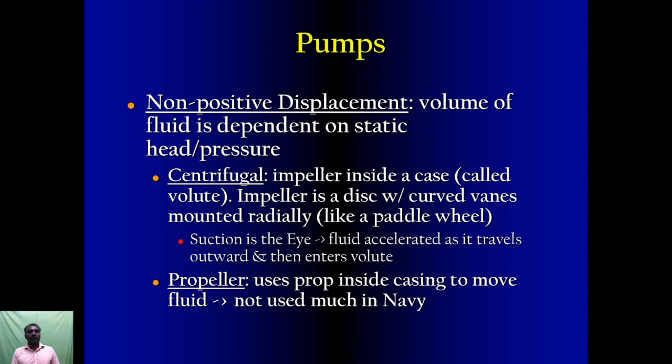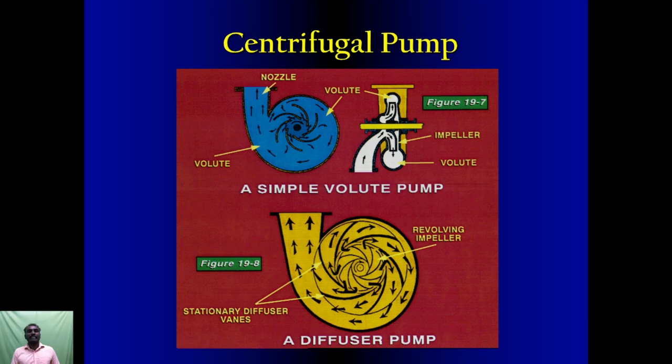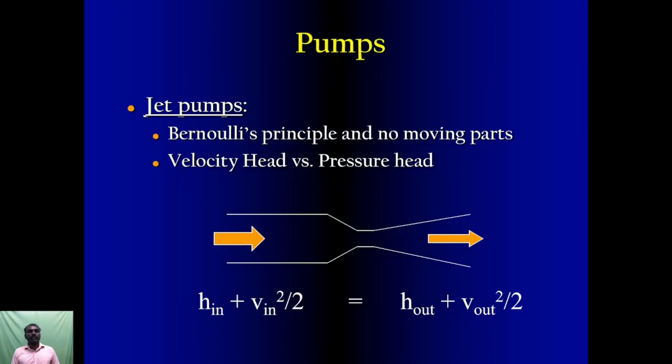Then second one is propeller. It uses a propeller inside the casing to move the fluid, not used much in the navy. Then this is a schematic diagram of centrifugal pump. We have two types, simple volute type and diffuser type. In the simple volute type, we have a nozzle, volute space, impeller. In the diffuser type, revolving impeller and stationary diffusers are there. This is a major difference of the volute type and diffuser pump.